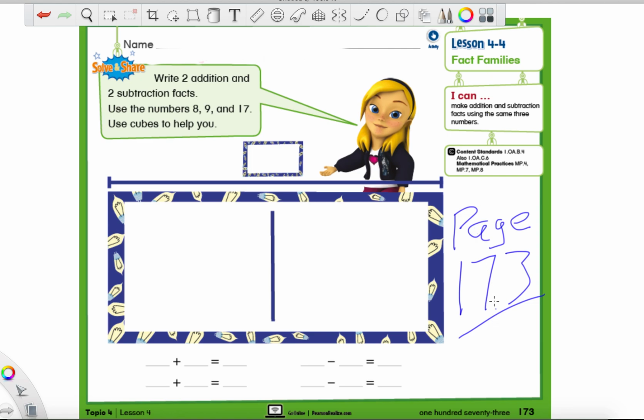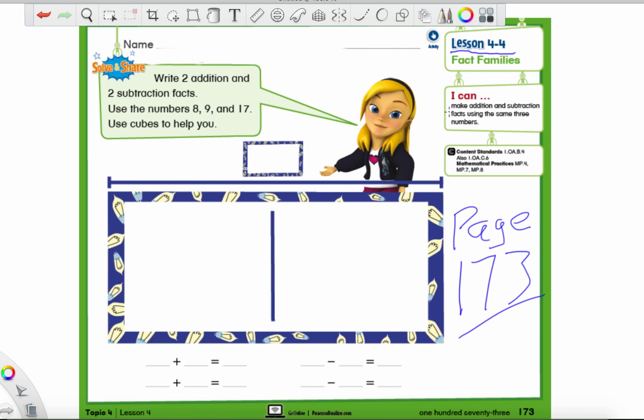Today we are on page 173. I wrote it nice and big so you know exactly what page we need to be on in our Robot and Turtle book. And this is lesson 4-4. Now we've been doing a lot of work with subtraction. Today we're going to be working on something called a fact family.